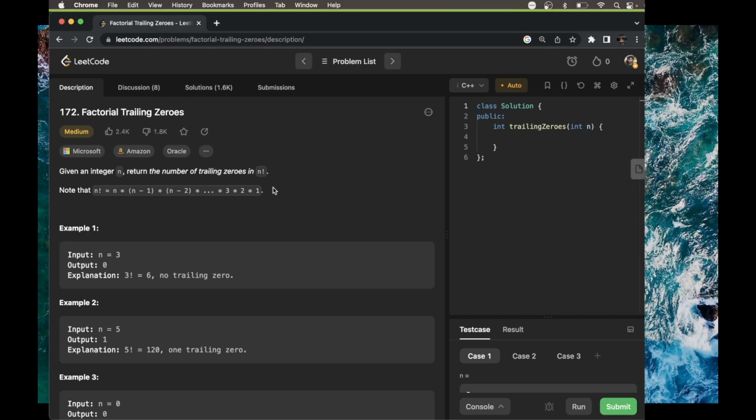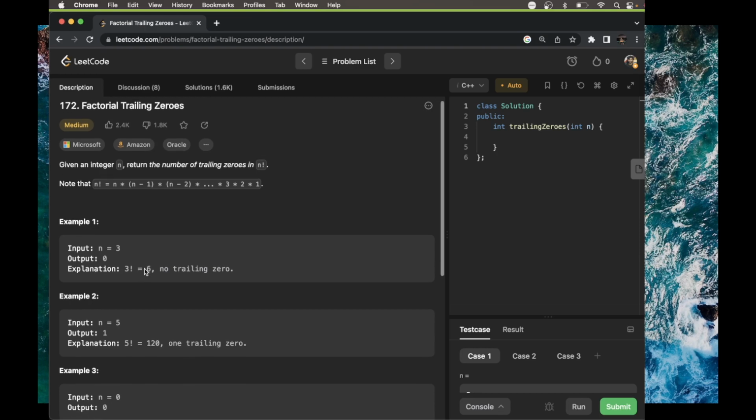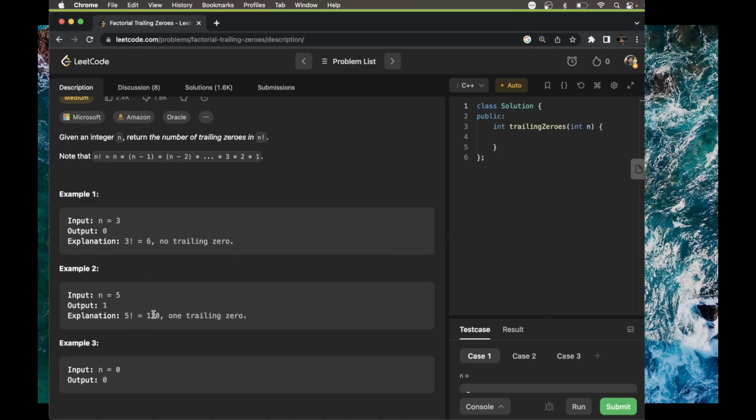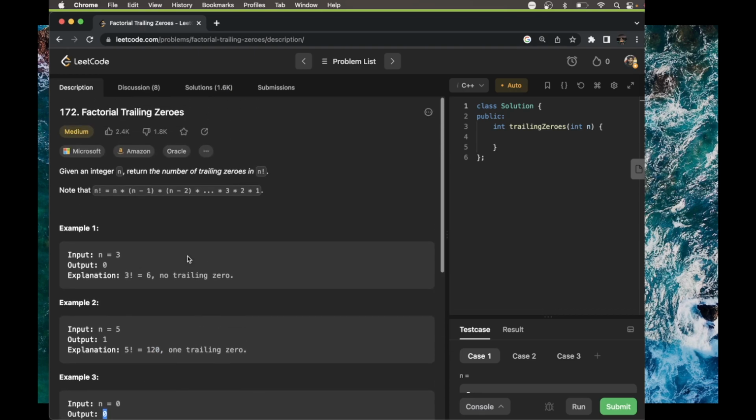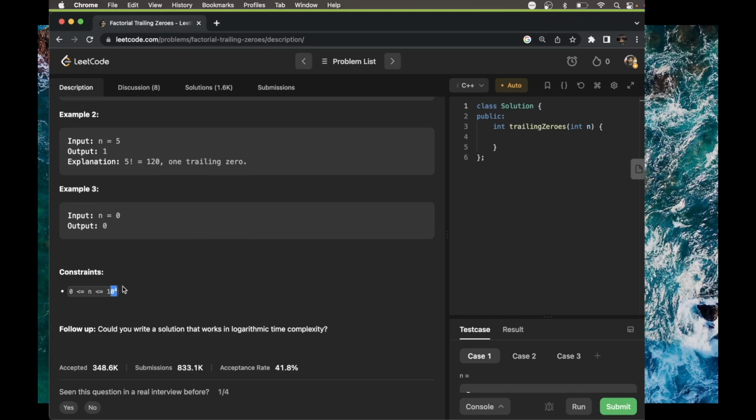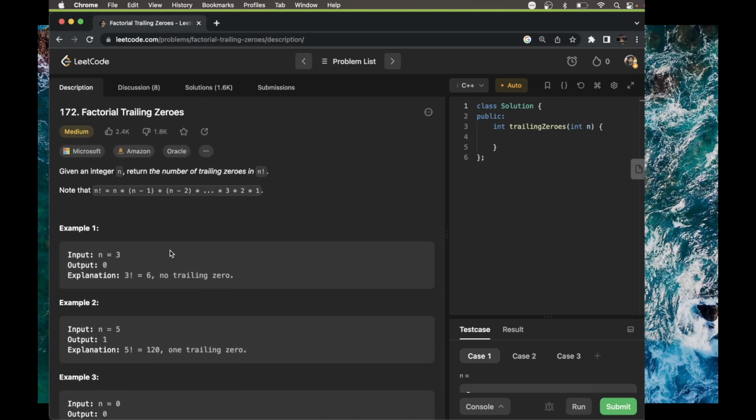If there is any zero in between, you don't need to count that. Only zeros at the end you need to count. For example, 3 factorial is 6, so there is no trailing 0. 5 factorial is 120, so there is 1 trailing 0. 0 factorial is 1, so there are 0 trailing zeros. And n can be as big as 10 raised to the power 4, right? So this is the question in front of us.